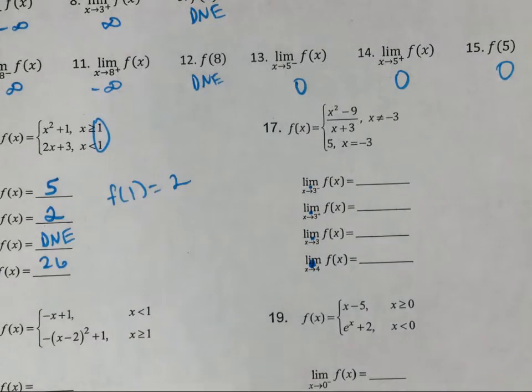Okay, so you have to think about this. If I'm at negative 3 and I'm coming from the left of it, what is left of negative 3? Negative 4, isn't it? Which one of these I plug in for negative 4? I'll use this for everyone not equal to negative 3, so I would plug negative 4 in for this one. Does that make sense? Okay? So, negative 4 squared is what? 16 minus 9 is? Now, let's do this.